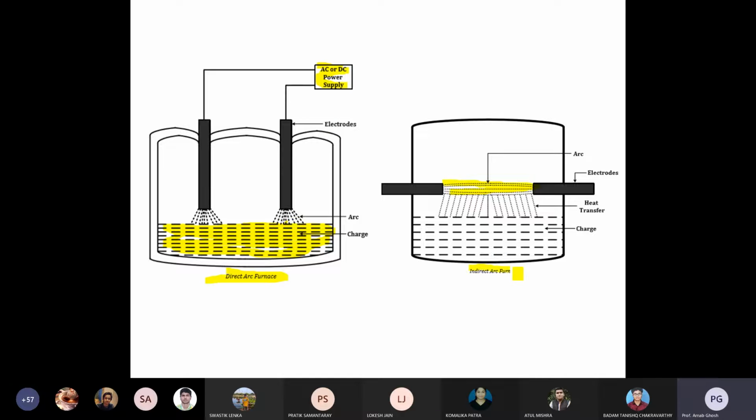For the indirect arc furnace, the charge is heated by convection and radiation from the arc. The arc is not directly related to your charge; they are externally connected. Here in the direct arc furnace, the arc is directly between your electrodes and the charge. Heat transfer is there and the electrodes are there.